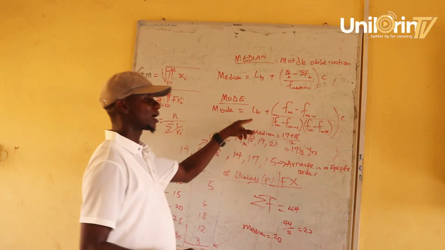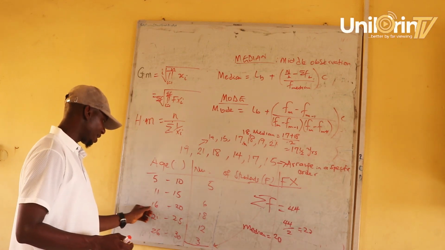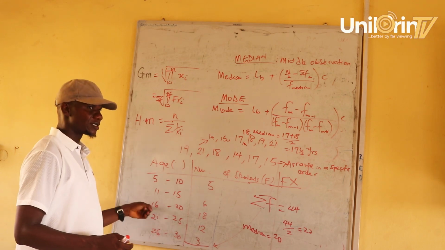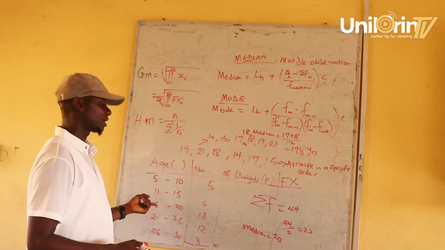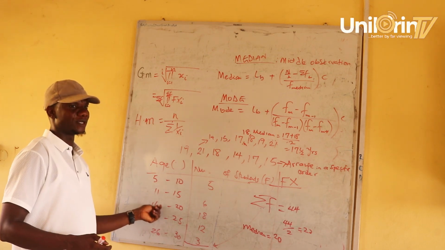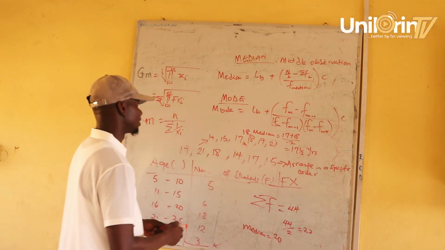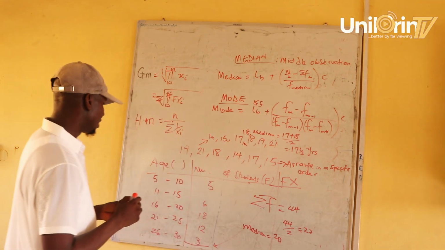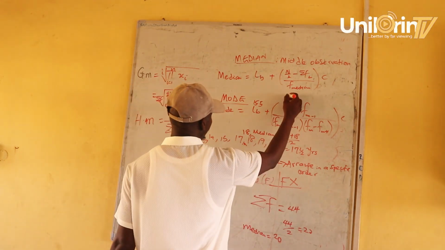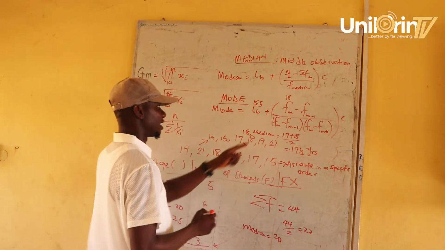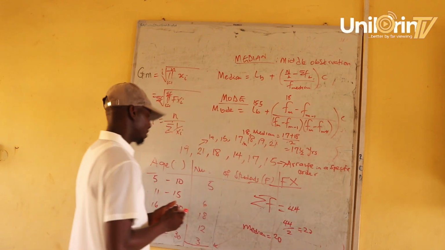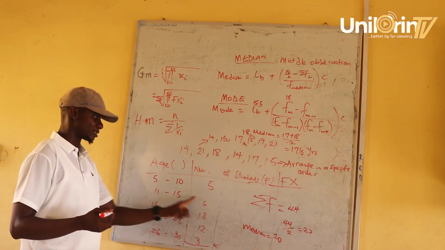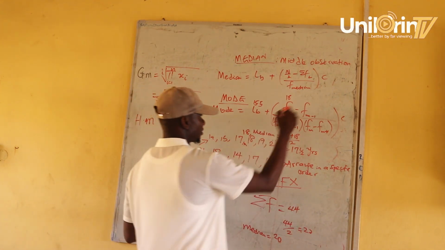LB is now the lower class boundary, and class boundary is different from class interval. 16 here is the class interval. The class boundary is obtained when you remove 0.5 from here, giving 15.5. So LB is 15.5 for this question. Also, Fm, the frequency of the modal class, is 18. Fm minus 1 is the frequency of the class before the modal class. This is the modal class, and this is the class before it. The frequency is 6, so you put 6 here.